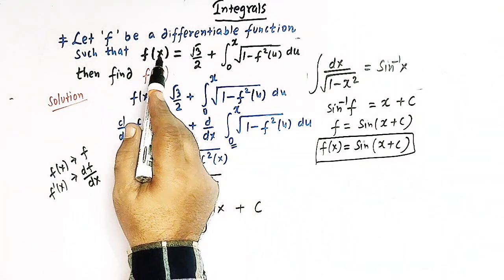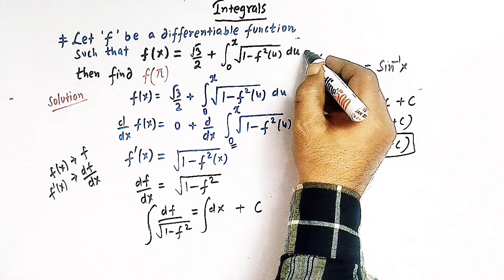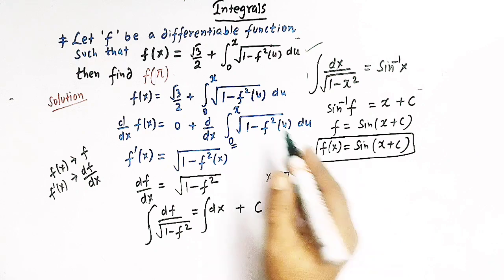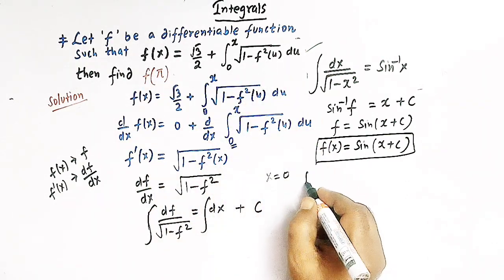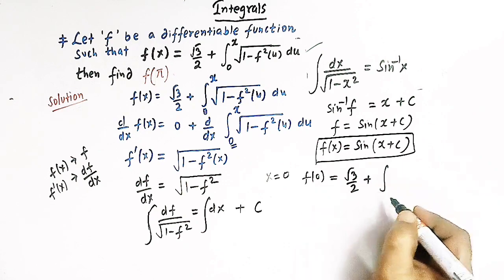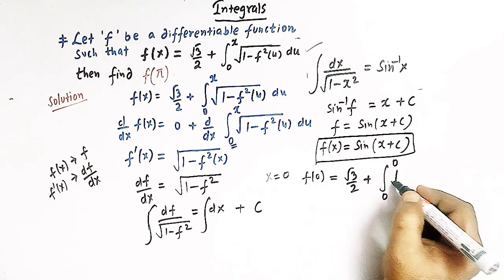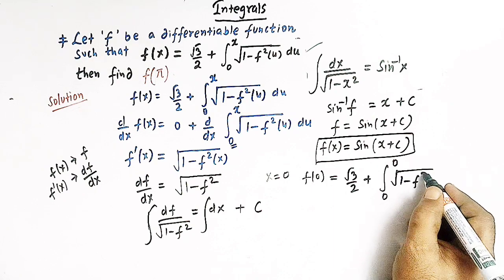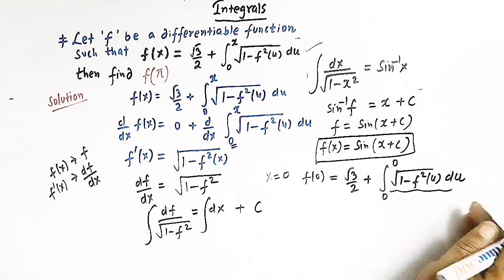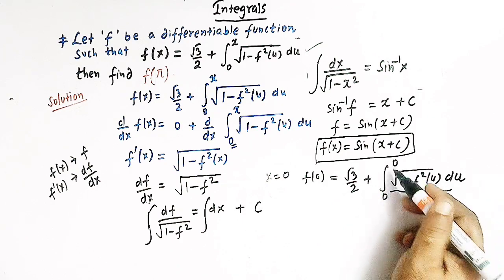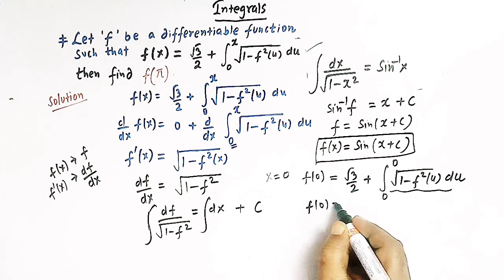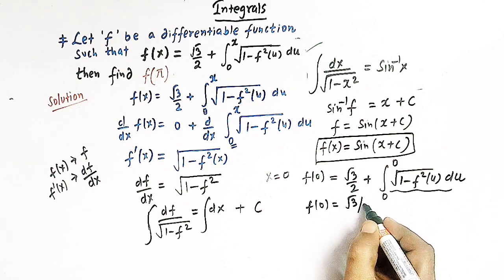So now let us take x is equal to 0 in the given equation. When we take x is equal to 0 in this equation, we have f of 0 is equal to square root of 3 over 2 integral 0 to 0, and here we have square root of 1 minus f square u and du. Now clearly this term is 0, because both the limits of integration are 0. So we are simply left with f of 0 is equal to square root of 3 over 2.